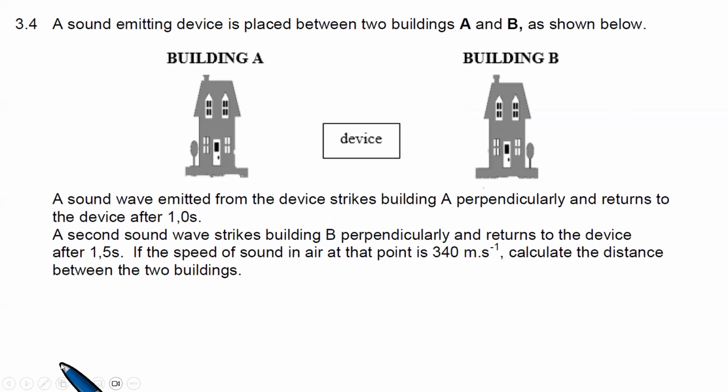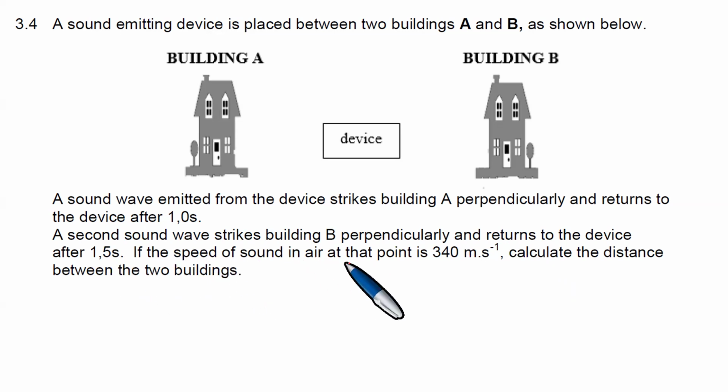Okay, let's look at the next one. A sound emitting device is placed between two buildings A and B as shown below. Here's building A and building B, and you have a device between the two buildings. A sound wave emitted from the device strikes building A and perpendicularly returns to the device after 1,0 seconds. A second sound wave strikes building B perpendicularly and returns to the device after 1,5 seconds.